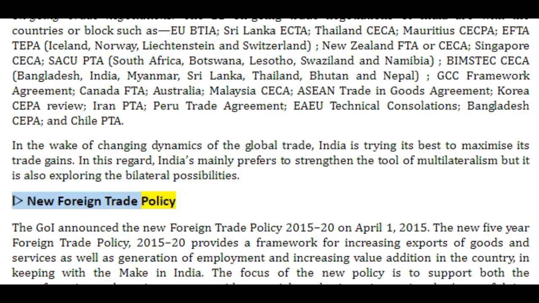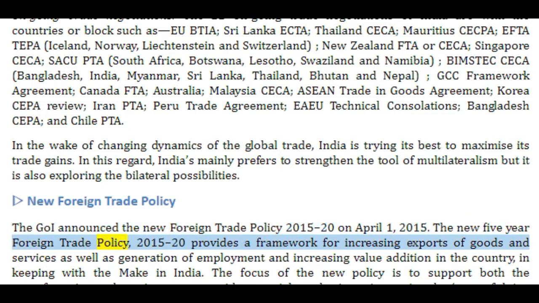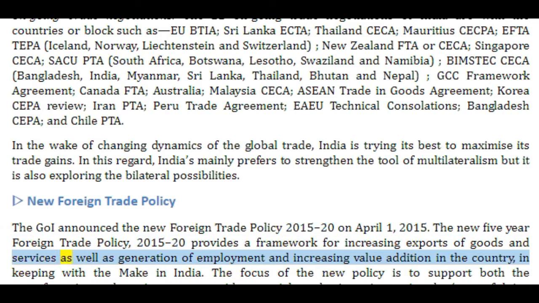New Foreign Trade Policy. The GOI announced the new Foreign Trade Policy 2015-20 on 1st April 2015. The new 5-year Foreign Trade Policy 2015-20 provides a framework for increasing exports of goods and services as well as generation of employment and increasing value addition in the country, in keeping with Make in India.